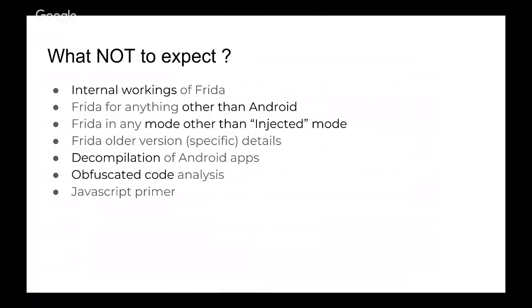Also, at times when we are analyzing Android apps, we find obfuscated code, and as security engineers or as pen testers, the first question that we all have at some point or the other is how to bypass this obfuscation, how to make sense of this obfuscation. Although Frida has the capability to do all of that as well, we are not going to talk about that either today.